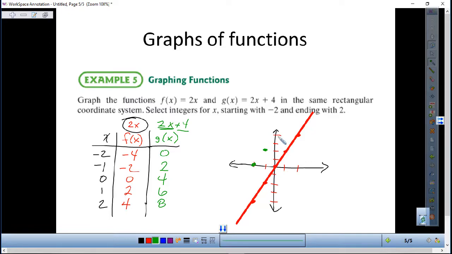0, 4. 1, 6. So there's 4, 5, 6. And then 2, 8. So at 2, I'm going to go up 4 and go 5, 6, 7, 8.